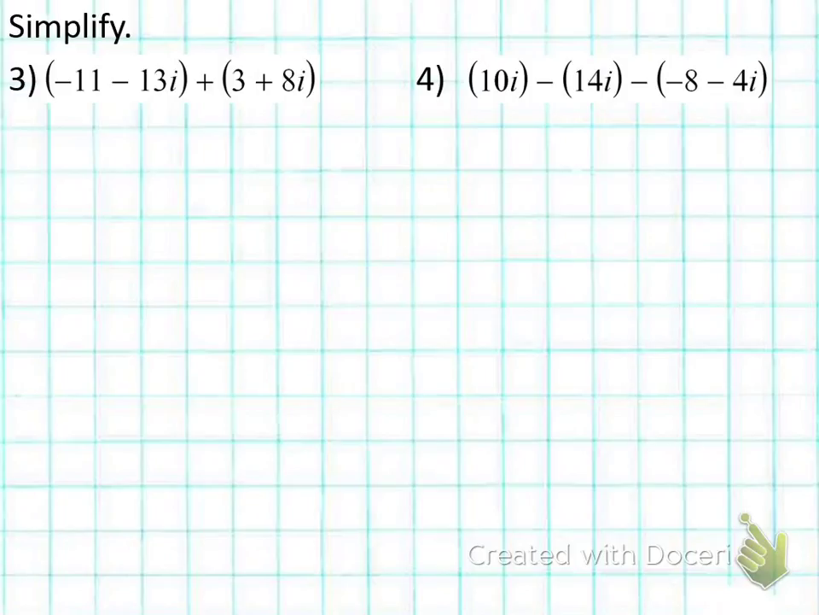Okay, number 3. We got negative 11 minus 13i plus 3 plus 8i. Let's do this one together. Let's look at our constants first. We got negative 11 plus 3. What's negative 11 plus 3? What is it?